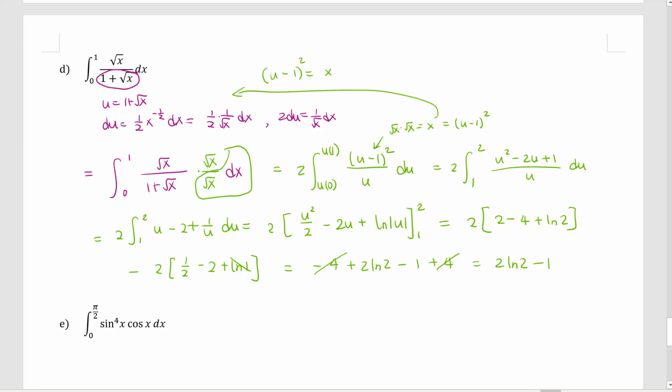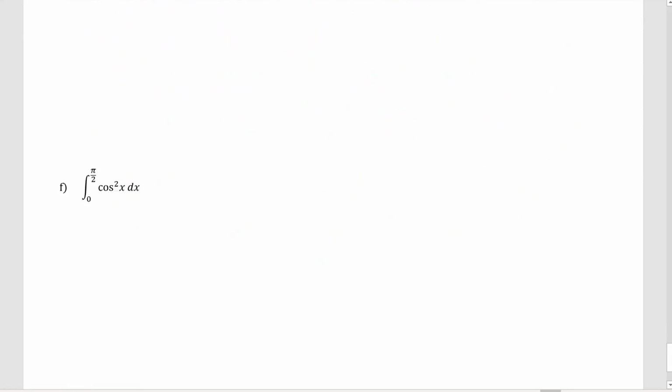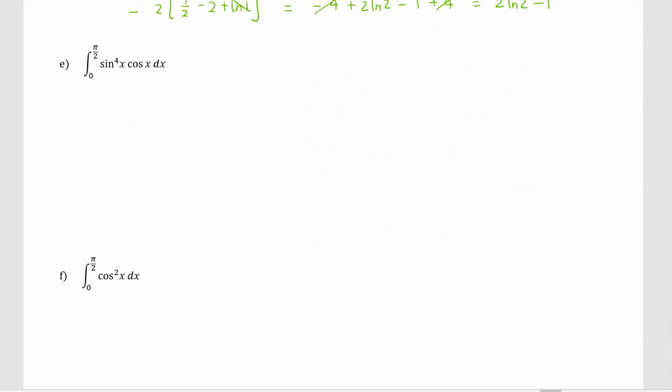All right, so let's continue. Okay, so let's look at the next problem. Well, in the next problem, you see a product of sine and cosine. We don't have a product rule, right? But can you see the inner function? We have a composite function, sine to the 4th. If we let u be the inner function, which is sine x, can you see there is a cosine? Well, cosine is exactly the derivative of sine.